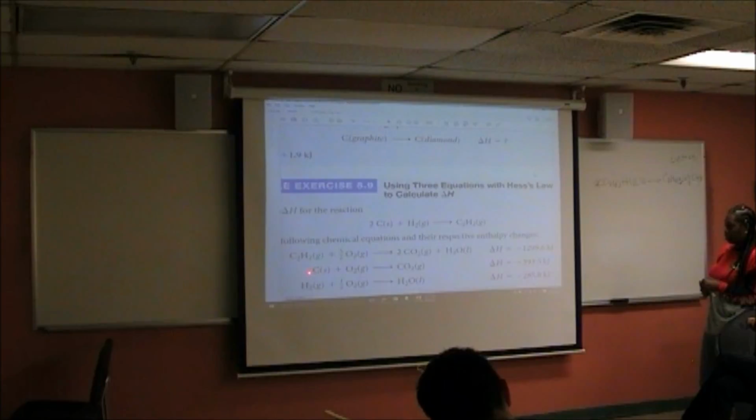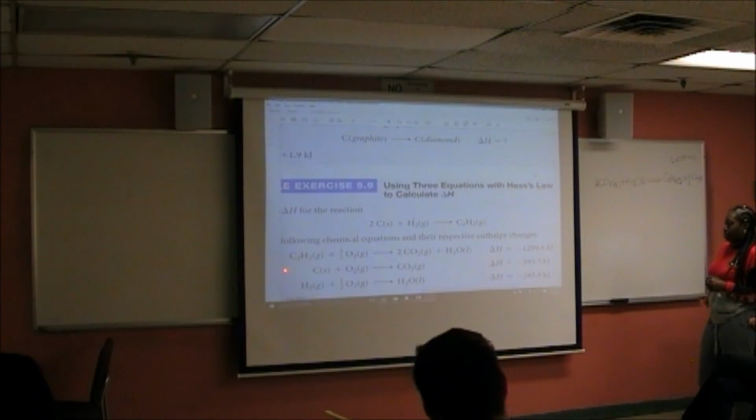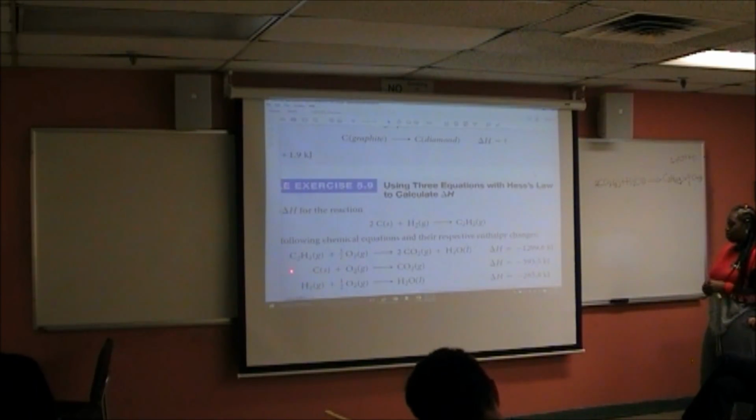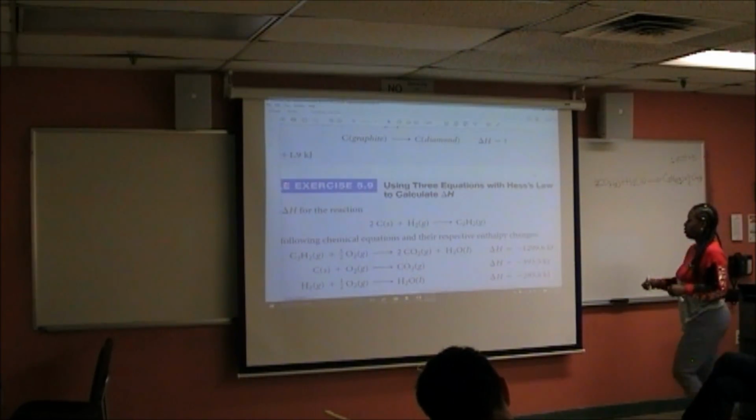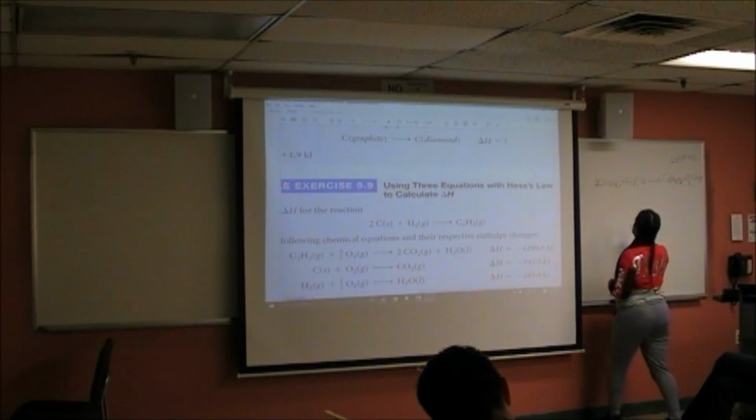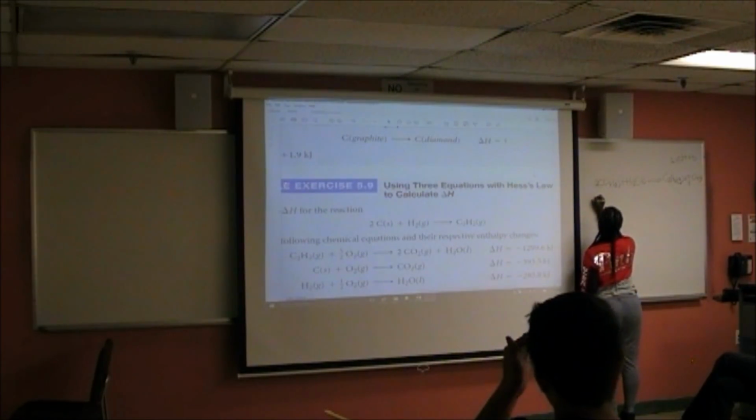So what do you need to do in order to get this carbon to be 2? You multiply everybody by 2, even this part too. Yep. So then write it the same way.